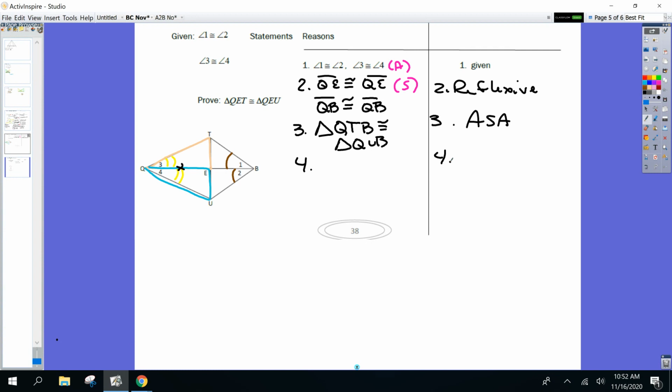Look through it. This is the toughest part about today, by far for kids. The toughest part is finding the sides or angles from one pair of triangles that will help me in another pair. Where are the sides or angles in QTB and QUB that will help me in the proved triangles?